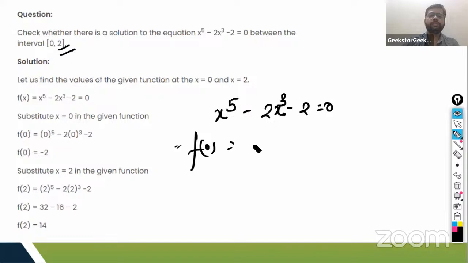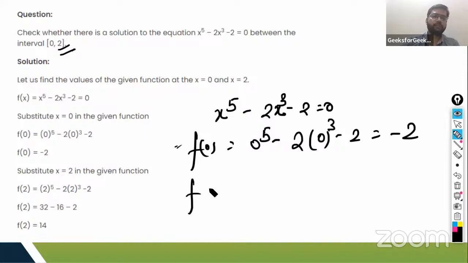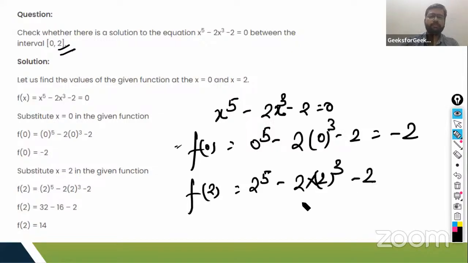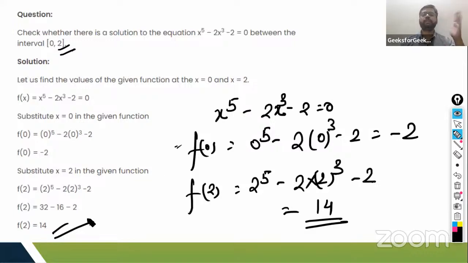So f(0) is equal to 0 to the power 5 minus 2 times 0 cube minus 2. From here we find the value is minus 2. And f(2) is equal to 2 to the power 5 minus 2 into 2 to the power 3 minus 2. I'm writing the answer directly: 14. So once we apply the interval endpoints 0 and 2, we get two function values, that is minus 2 and 14.